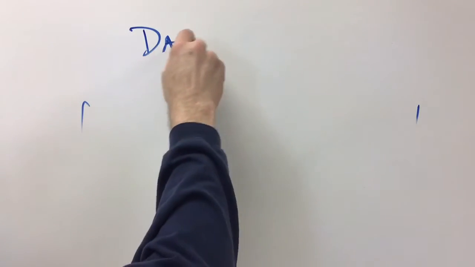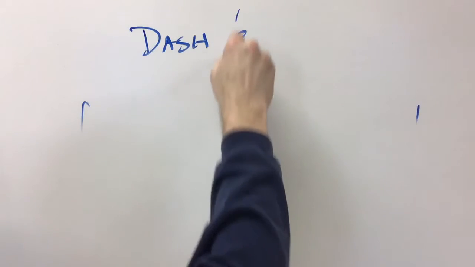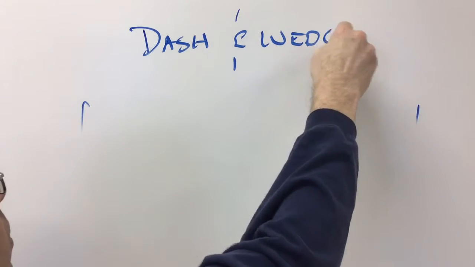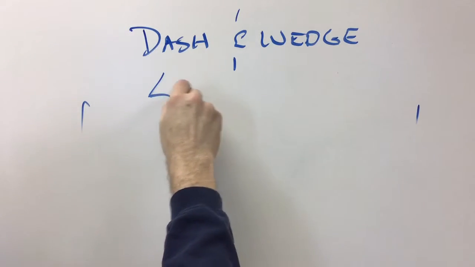So we're going to look today at the idea of doing a three-dimensional drawing, and this is what we're going to call the dash and wedge notation. Dash and wedge Lewis structures.